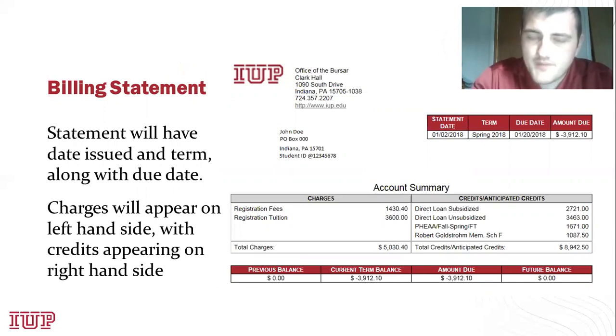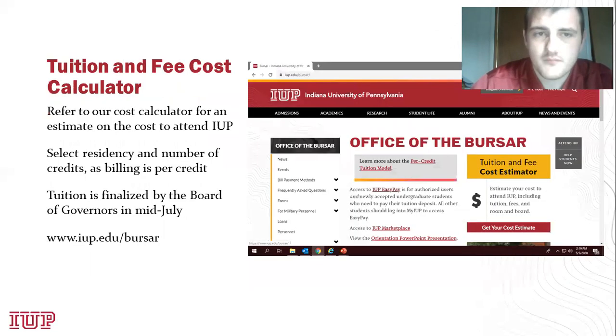So there will be a refund that our office would process. That is shown by the current term balance being a negative, as you can see here, $3,912.10. So that is a credit that our office will process. Financial aid is greater than the charges. The student has registration, tuition, and fees here, this particular student.